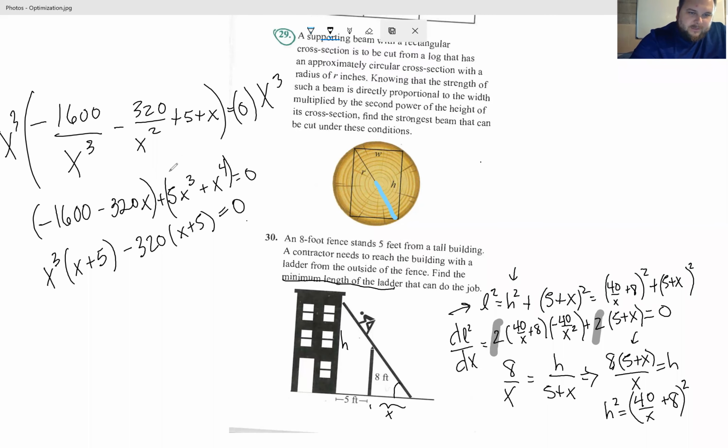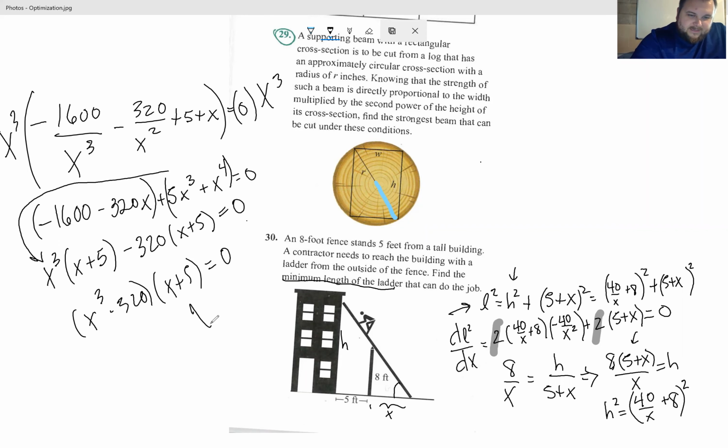Now, of course, this one is right here, so I factored out x cubed, and I left behind x plus 5. And if you take out a negative 320 out of this other one, you also get x plus 5. So x cubed minus 320 is one of the factors. The other is x plus 5.